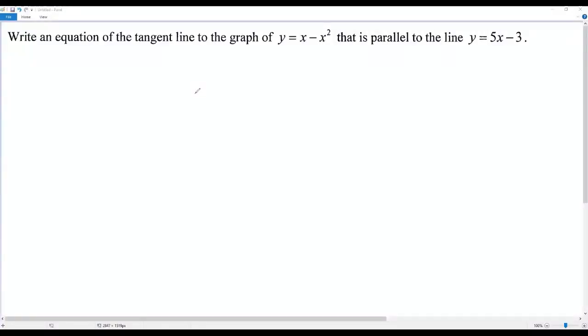Here we have an AP Calculus AB problem. Okay, let's go to the information. Write an equation of the tangent line to the graph of y equals x minus x squared that is parallel to the line y equals 5x minus 3.